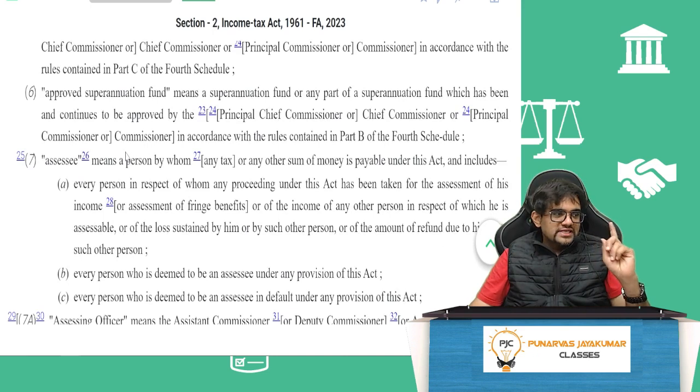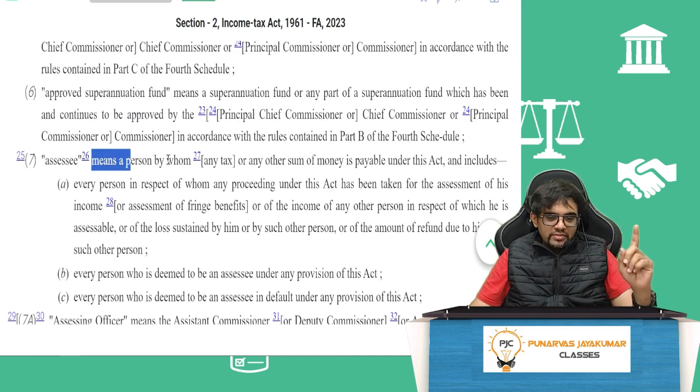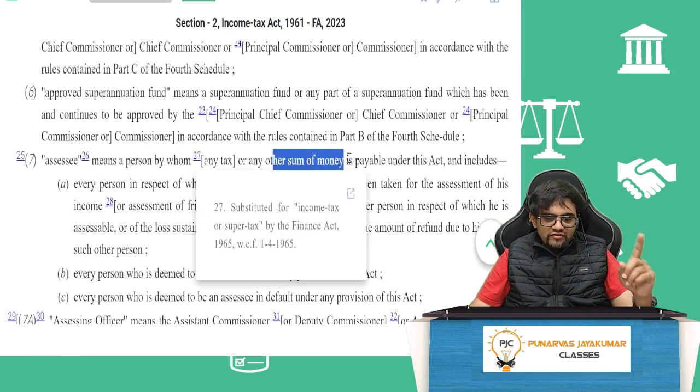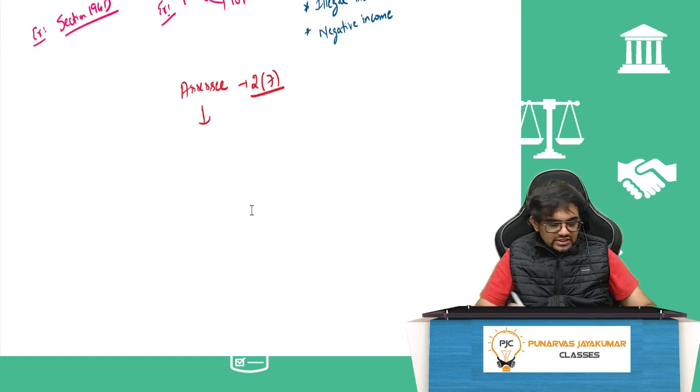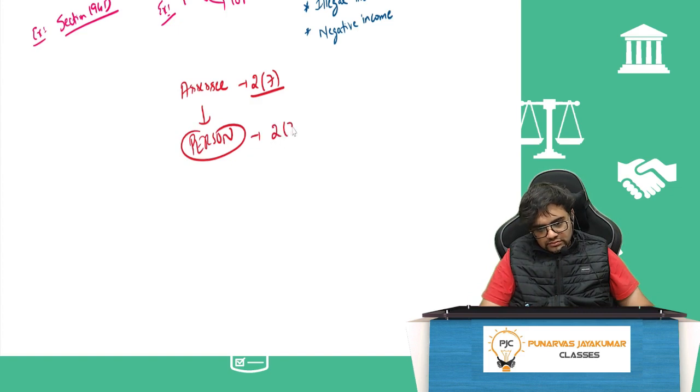SSC means a person by whom any tax or any other sum of money is payable under this Act. It means a person who is required to pay tax, as simple as that. So SSC means a person who is required to pay tax.